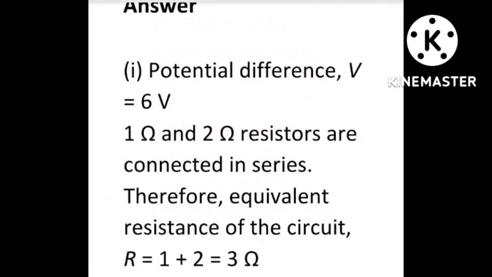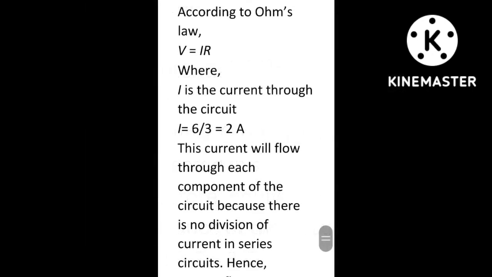In the first question, the given quantities are potential difference V equal to 6 volt and the two resistors, that is 1 ohm and 2 ohms, connected in series. So if they are connected in series, we have the equivalent resistance R is equal to R1 plus R2. So R is equal to 1 plus 2, that is equal to 3 ohm. From Ohm's law, we have V is equal to IR. Therefore, we can calculate the value of current. I will be equal to V by R. Then we can substitute the values of V and R, that is, I will be equal to 6 by 3, that is equal to 2 amperes.